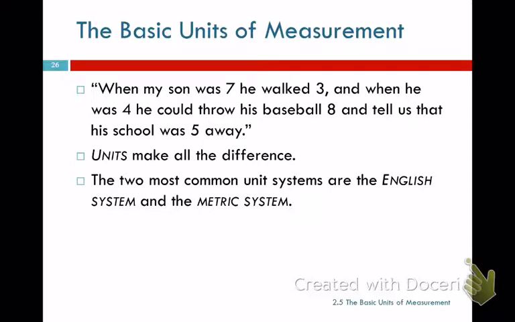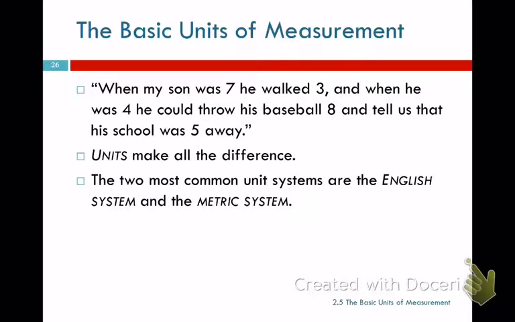Was he 7 years old and he walked 3 miles? Or was he 7 months old and walked 3 feet? Actually, he was 7 months old and he walked 3 feet. We were really busy with our first child. He walked really early. And when he was 4 years old, he could throw a baseball 8 feet. We're missing things, right? The things that we're missing are called units. Every number that we have in this class has a numeric part and a unit. And the unit tells you what that number represents.